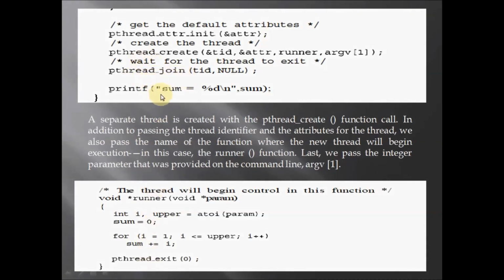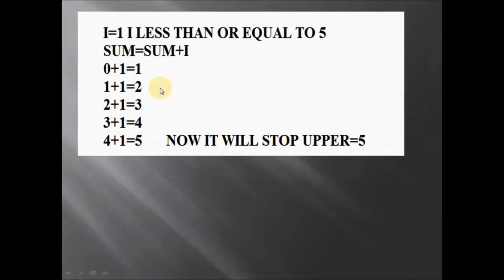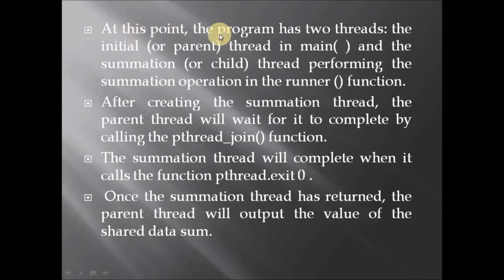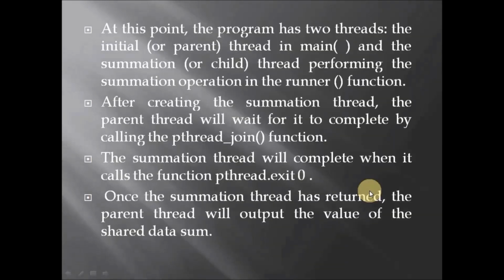Here we have to use pthread_join because we have to wait. Now we will see this in detail. At this point the program has two threads, you know that, the parent thread and the child thread. The summation is carried out in the runner function.